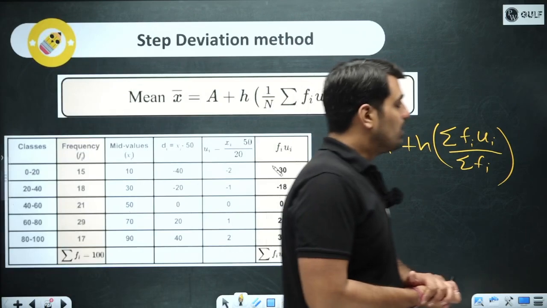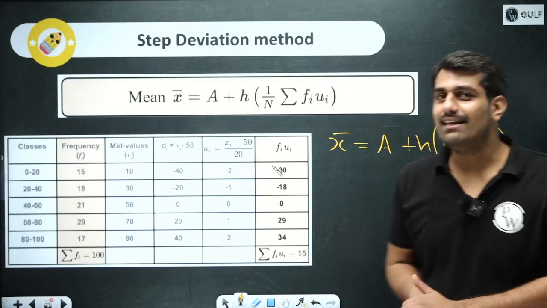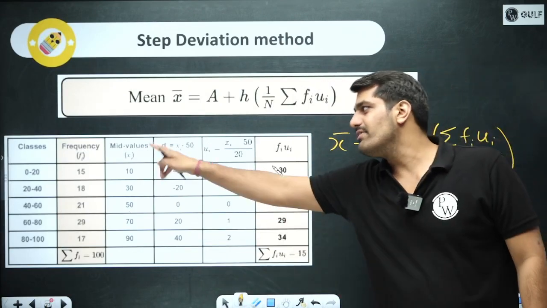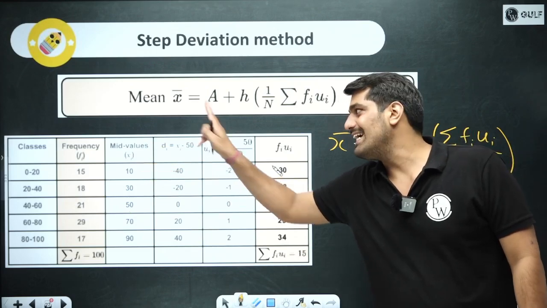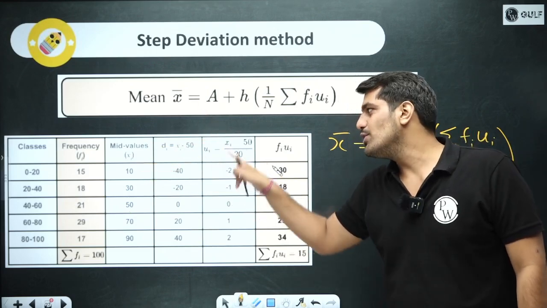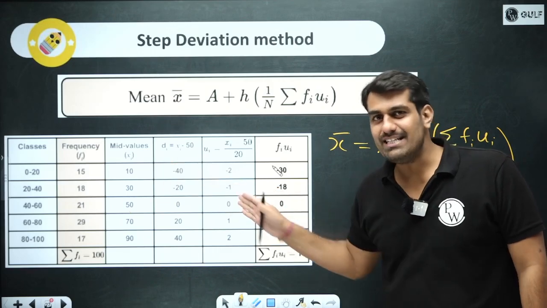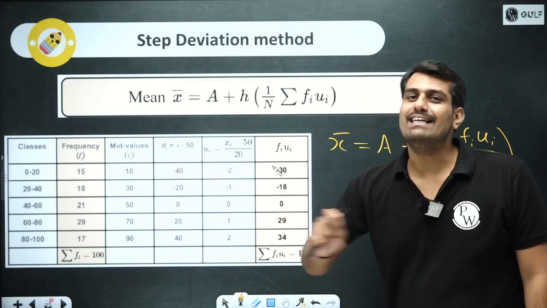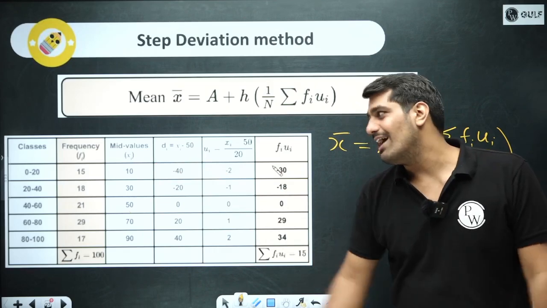This is it about the third method, which is step deviation, and these are the three methods. In the first one, the first column was involved, xi. In the second one, di was involved. In the third one, ui is involved. So yeah, addition of each and every column, but they say that the calculation has been reduced. You will understand when you have big values.